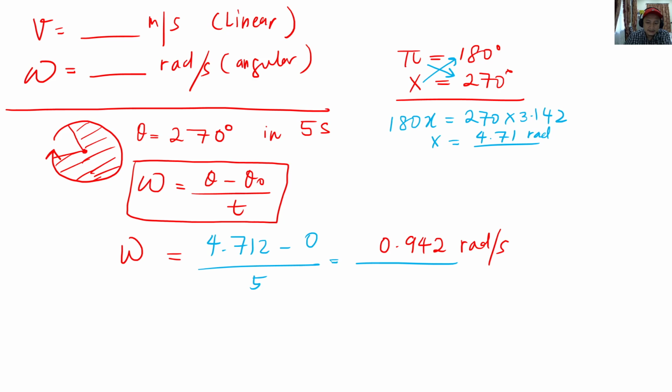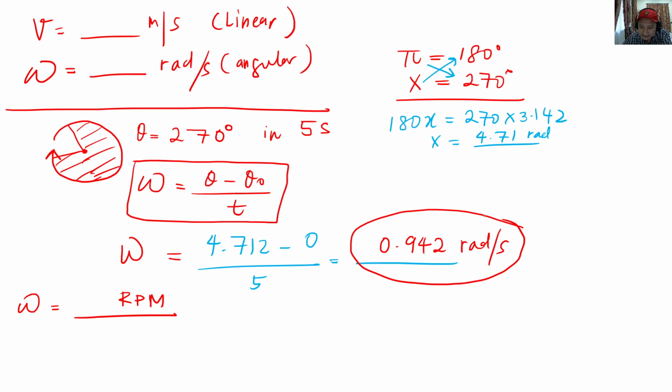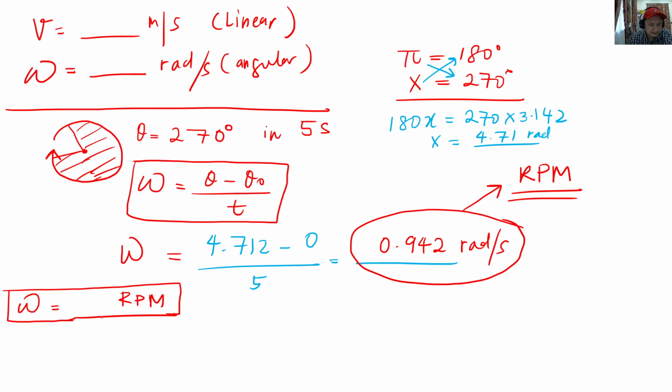Everything clear? What else can we do? Sometimes omega, you're gonna see things like omega. Sometimes they want it in RPM. They want the angular speed in rotations per minute. So, can you convert this one into RPM? So typically things like motors, a lot of things, you can really visualize the speed.